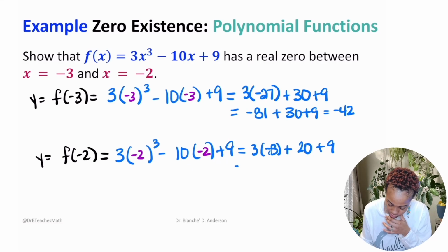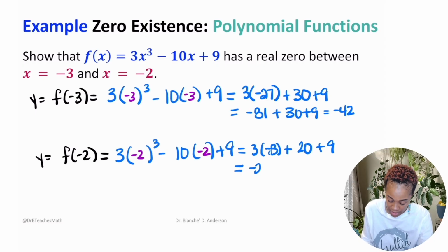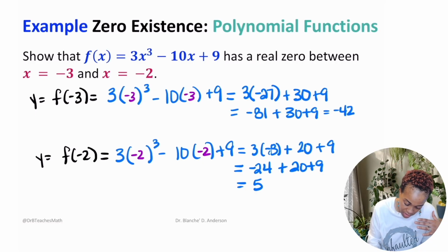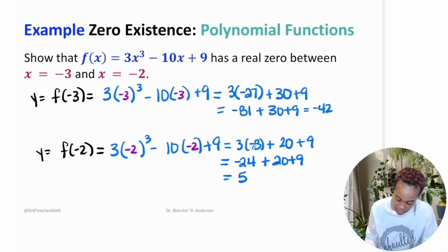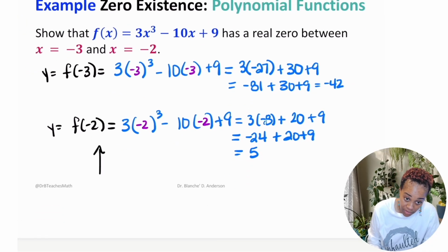Make sure y'all can see that. So then 8 times 3, that's going to be what? A negative 24, right? So we have negative 24 plus 20 plus 9. And when you put that in your calculator, you get 5. So essentially what they're saying is from x equals negative 2 to x equals negative 3. I'm just going to draw a little graph here just so you can see it.